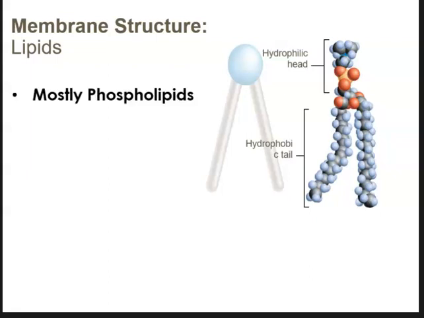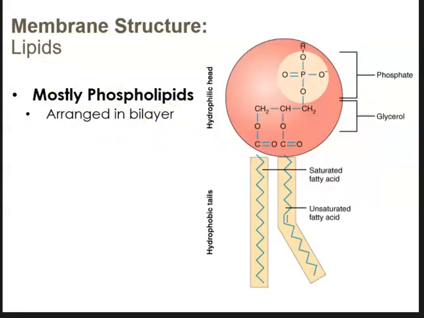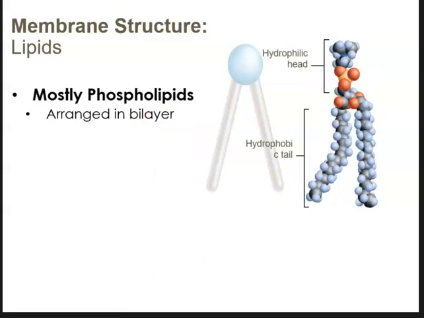The layer is made up of mostly phospholipids. They're arranged in 2 layers known as the bilayer. And we can actually see the generalized structure of a phospholipid with the hydrophilic head. Hydrophilic means it likes or loves water, whereas the hydrophobic tail, which means it is not really fearing, but doesn't really like water that much.